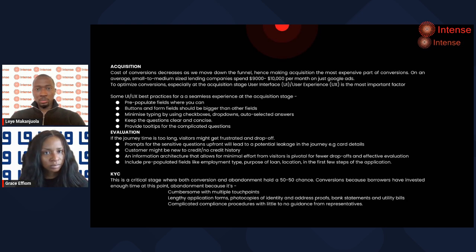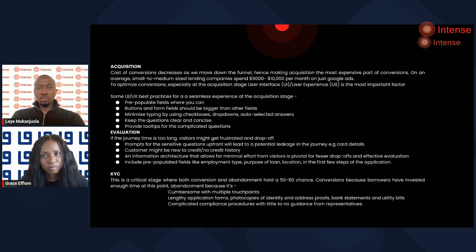There were a few tips that we put in this presentation around UI UX. Some best practices for a good customer experience are to pre-populate fields where you can, to help speed up the process. When you have forms, if they're asked, how much do you earn, you can already show ranges, between 10,000 and 100,000, between 100,000 and 1 million. That way the person is just clicking and choosing, rather than having to crack their head to think about what next to fill. Also, buttons and form fields should be bigger, especially when people are using your platform from their phone.